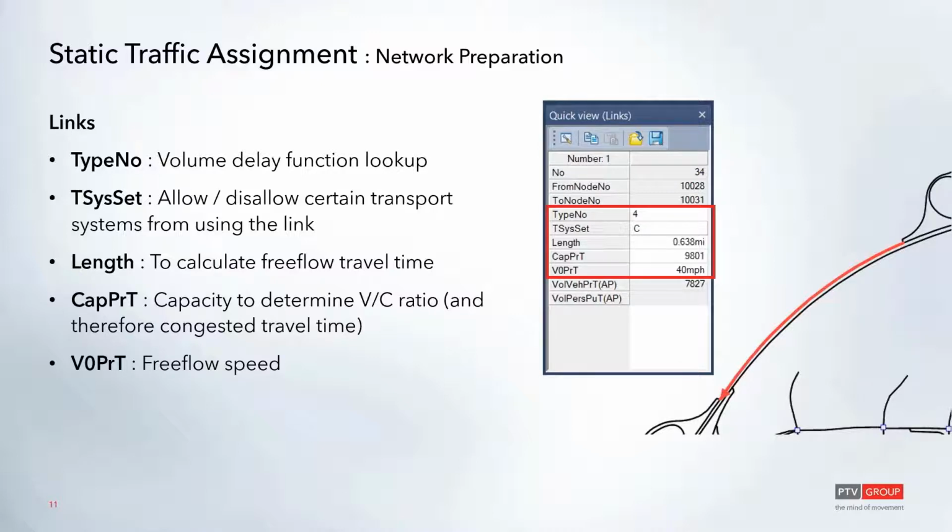And then the link length is going to be used to calculate the free flow travel time in the network. This will be automatically calculated by Visum when you do add in a link. And then the capacity will be used to determine the volume capacity ratio, which will then lead to that congested travel time calculation. And then V0 is going to be used as the free flow speed, which will also be used to calculate that free flow travel time.